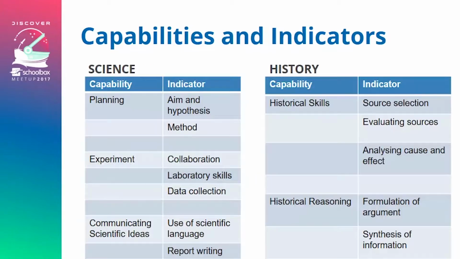So let me bring you to some examples. Using the history example, historical skills could be broken down further into source selection, evaluating sources, analysing cause and effect. Some of these terms we took from the Victorian curriculum itself. Historical reasoning, on the other hand, is how do you apply your analysis of the sources? How do you turn that into an argument? That's a different capability, a different category of skill. We broke it down into formulation of argument, synthesis of information. They then become your skill progression.